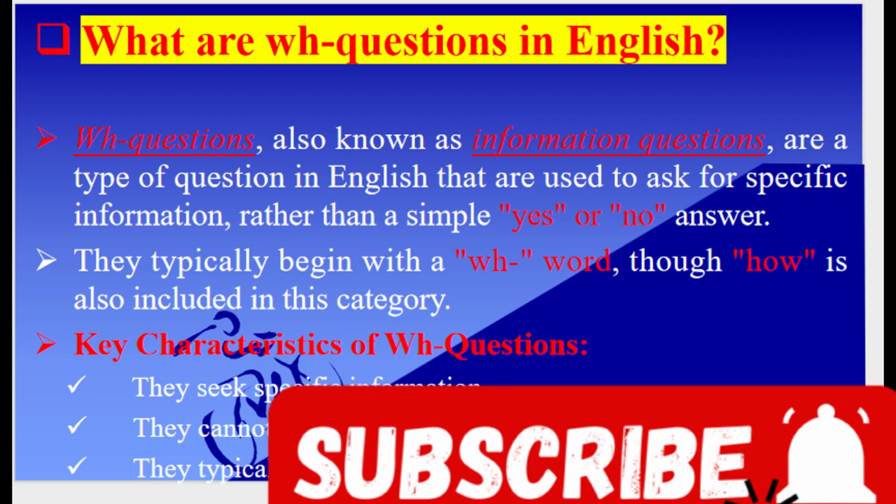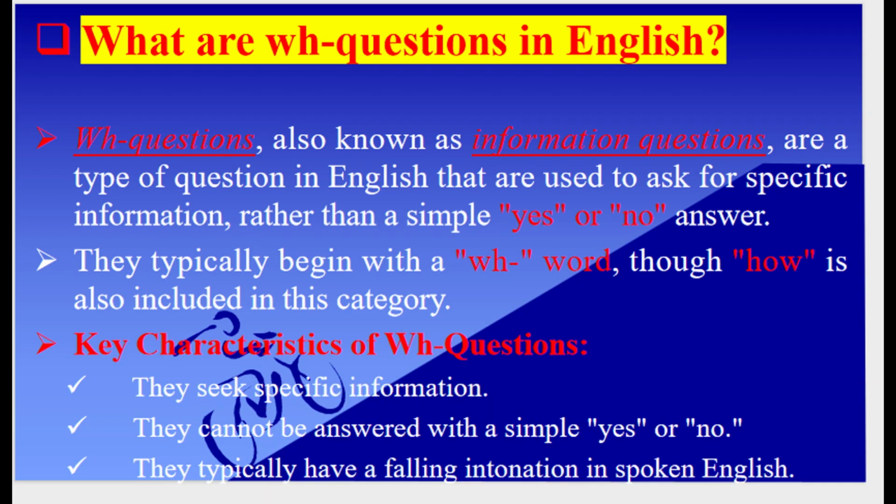What are WH questions in English? WH questions, also known as information questions, are a type of question in English that is used to ask for specific information. Rather than a simple yes or no answer, they typically begin with a WH word, though how is also included in this category.